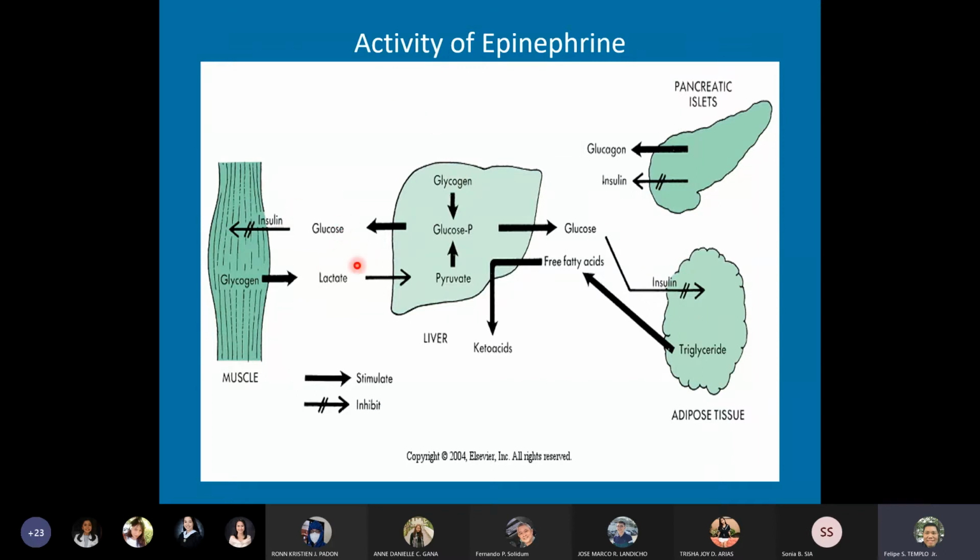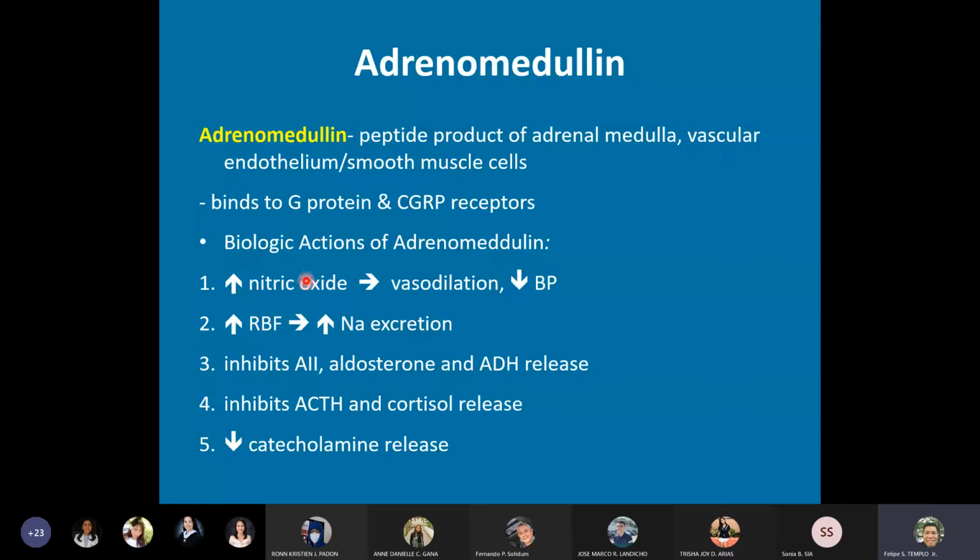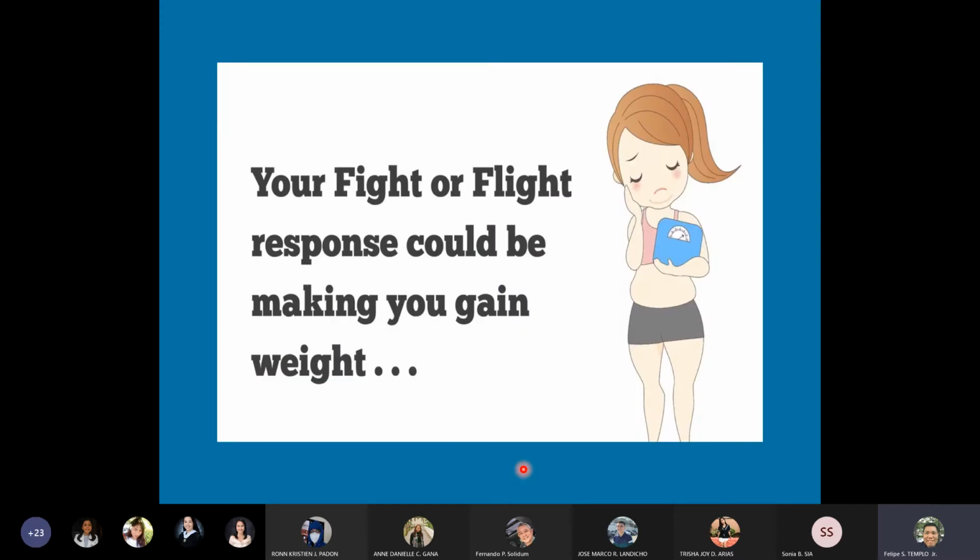So as you can see here, the in-between effect is to produce glucose, maintain the glucose level. To some extent, the adrenal medulla produces adrenomedullin, a peptide product of the adrenal medulla, which is still under research. It can increase your nitric oxide, it can vasodilate, and this is presently explored as a medicine to decrease your blood pressure. It can also decrease your catecholamine release. So a pharmacologic interest, adrenomedullin.